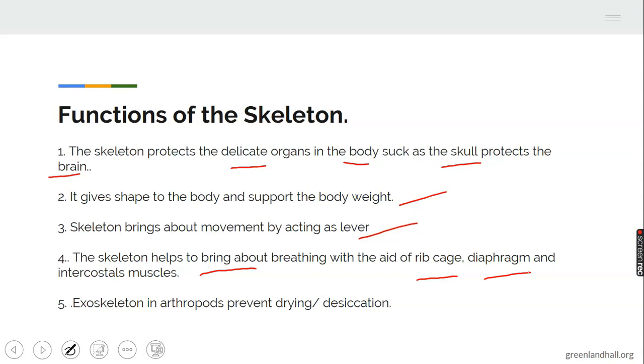Among the types of skeleton, we have the exoskeleton, that is, skeleton present outside the body of an organism, which can be found in insects. The exoskeleton in insects or arthropods prevents desiccation or drying up. It prevents them from losing water from the body to the atmosphere.